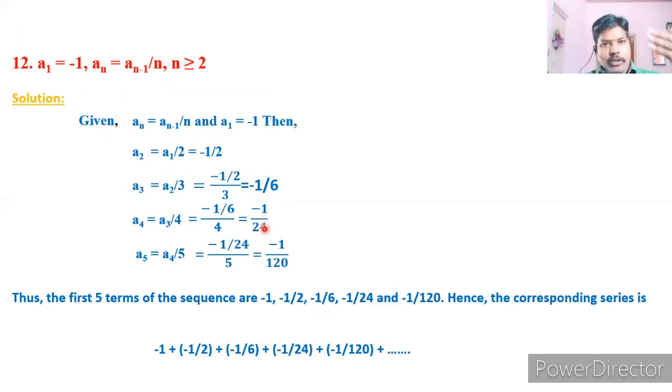They are asking you to calculate the first 5 terms. After calculating 5 terms, you have to write down the series. Just take the sum of the sequence terms you have calculated. Just add the sum, and you will get the series. So see question number 13.